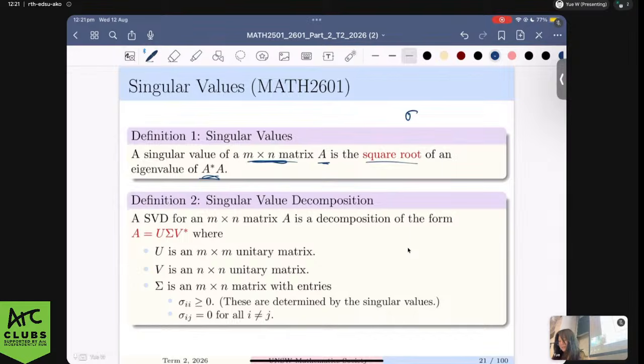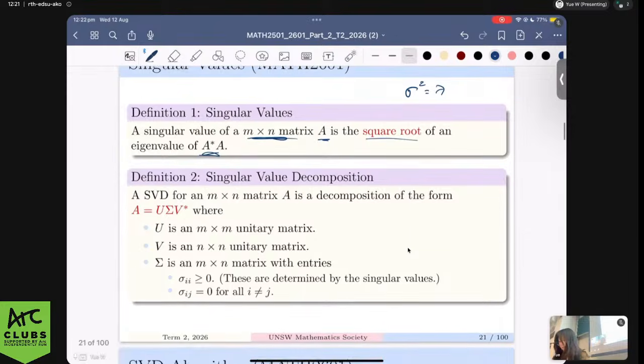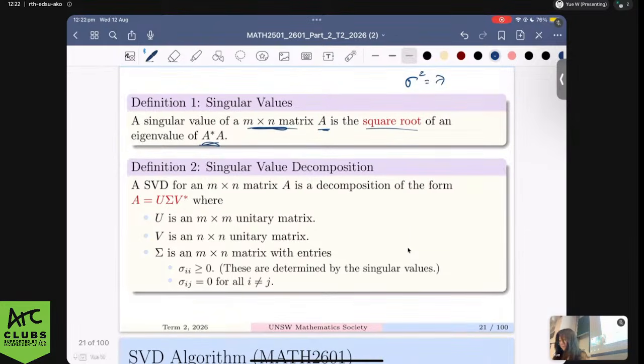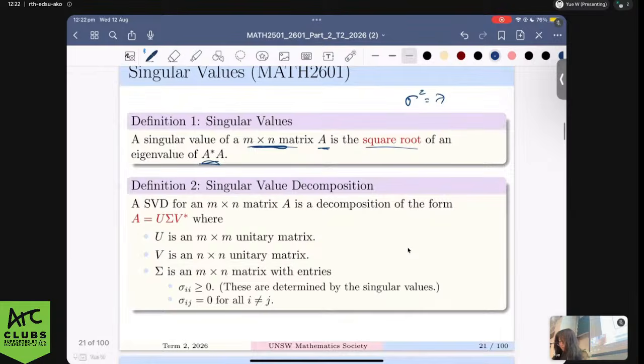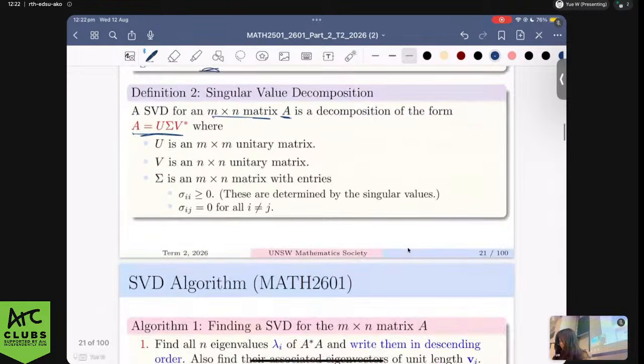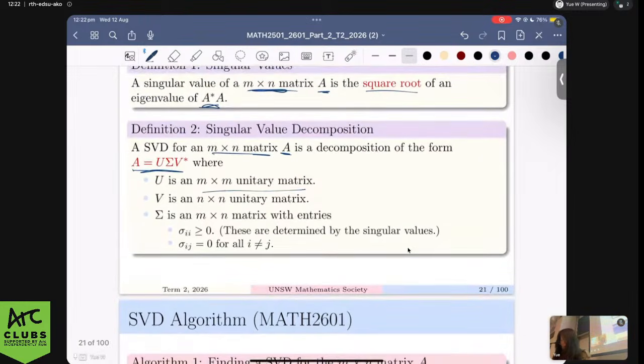So that means sigma equals the square root of lambda, where sigma is the singular value and lambda is our eigenvalue. Okay, and then for our definition 2, we want to determine the singular value decomposition. So our SVD for an m by n matrix A is a decomposition of the form A equals U sigma V adjoint, where U is an m by m unitary matrix and V is an n by n unitary matrix as well.